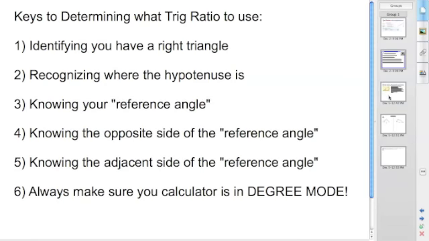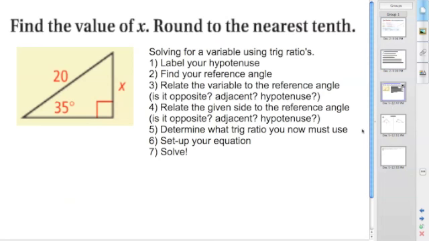So let's try and solve a missing side using our ratios. So finding the value of x, and we're going to round to the nearest tenth. So here are our steps. We're going to do it step by step. Step 1, label our hypotenuse, which is 20. Find your reference angle. The reference angle is the angle that is given to us that is not 90 degrees. So here is our reference angle, 35 degrees.